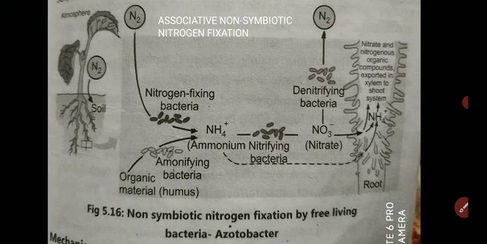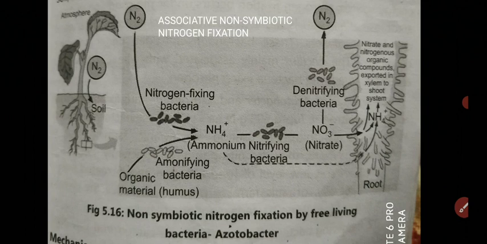or we can say Bacillus, etc. The free living bacteria fixing nitrogen are categorized as: heterotrophic, for example Azotobacter; autotrophic, Thiobacillus; aerobic, Bacillus; photosynthetic, Rhodospirillum. All these bacteria fix nitrogen non-symbiotically in various crops like rice, sugarcane, grasses, etc.